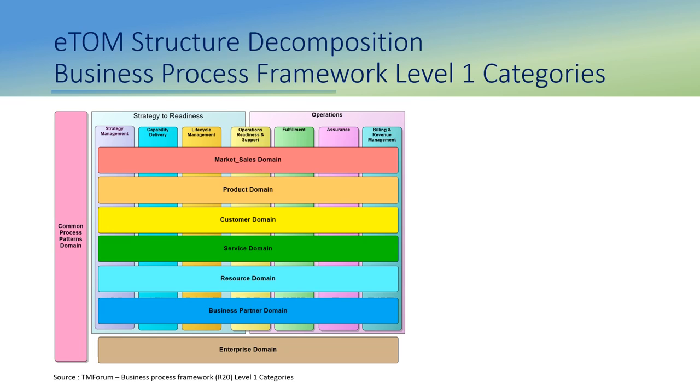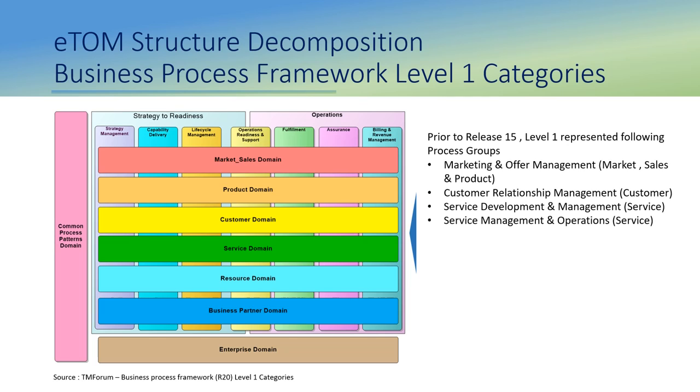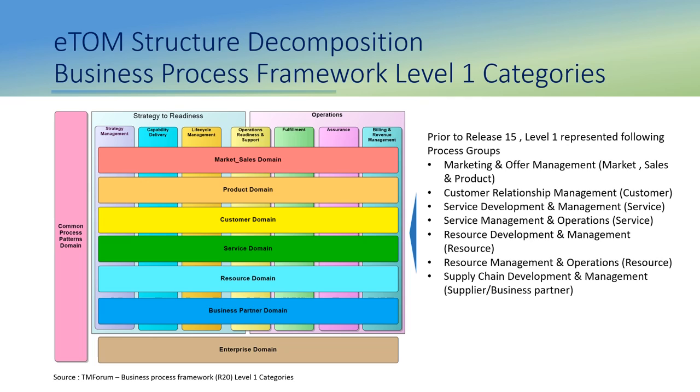Additionally, we have enterprise domain processes and common process patterns domain. Prior to release 15, level 1 was represented in 9 process groups for the same vertical groups. And they were namely marketing and offer management, customer relationship management, service development and management, service management and operations, resource development and management, resource management and operations, supply chain development and management, supply chain relationship management, and enterprise processes.